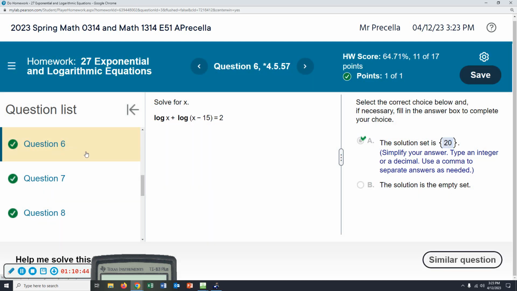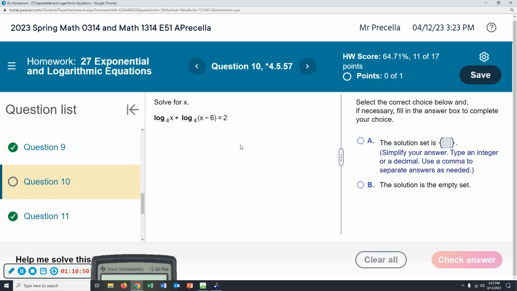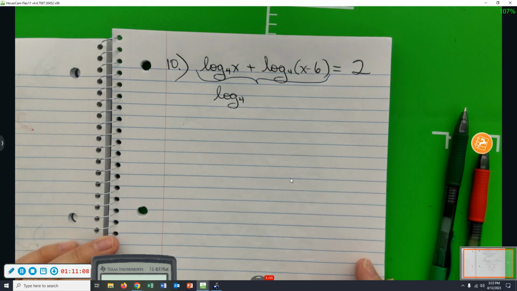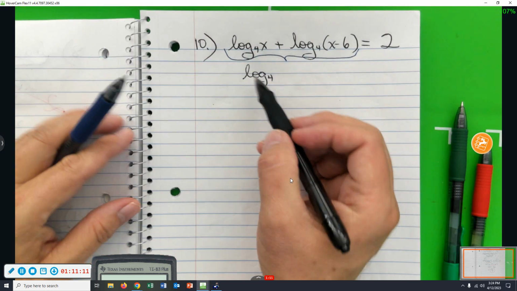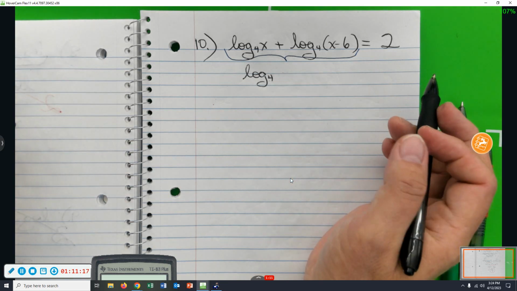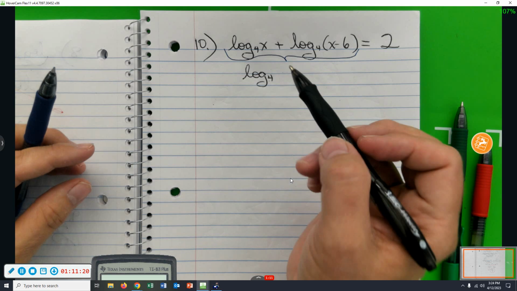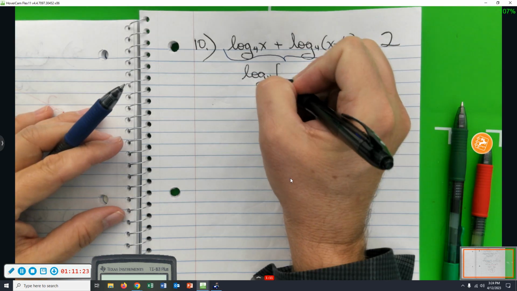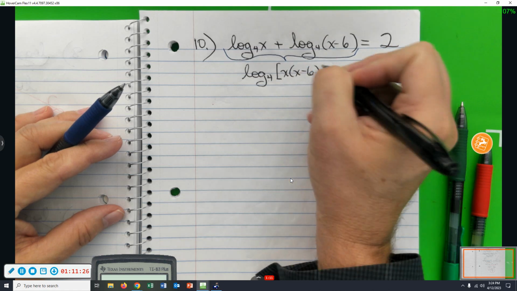Okay, so on number 6 it's log base 10. Here we have log base 4. There's only one correct first step: condense. I agree. Will there be a fraction bar? No, because of that plus. So we have the log base 4. I'm not dividing, so the only other thing I can do to the arguments is multiply: x times x minus 6.